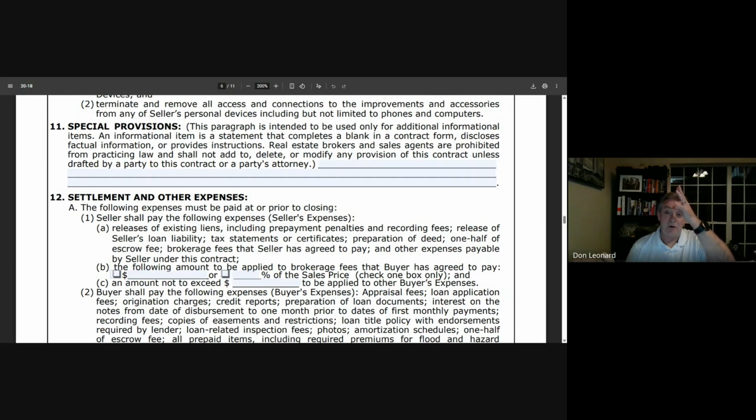You and I cannot create a provision that would have any effect on the terms of the contract. That would be practicing law. One of the major issues that the Real Estate Commission has is that it really wants to make sure that we do not go further than our license allows us to go. Our license is really pretty limiting, I mean, in terms of the things that you can do with it.